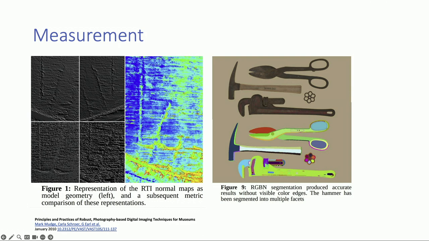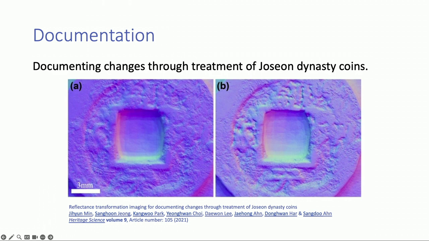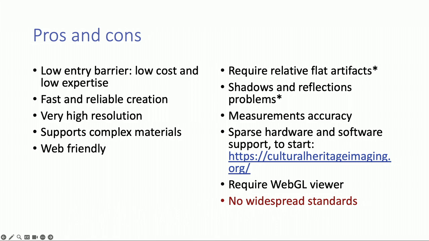And finally, you can make some documentation when you take an RTI before a restoration and after the restoration, and you can see how the geometry of the coin changes, where you remove the green and stuff like that. So these are the main four uses of this technology. We are not going too much into detail, but basically the main advantage of this technique is that it's a very low entry barrier. You need the camera and the light at minimum, and you can already start producing something. It can be automated if you have a dome and some good calibration. It's just pressing a button.